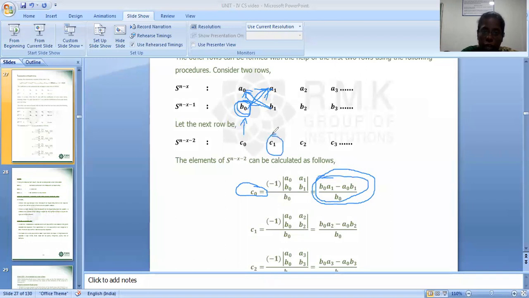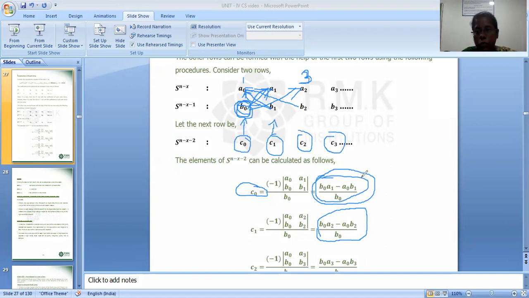The same way I have to do it for C1 also. Here I take the first column and the third column. So to find C1, it is B0 into A2 minus A0 into B2, divided by B0. Is that clear? This is how we find the elements C0, C1, C2, and like this I complete the row. The same way we do it for the subsequent rows. So this is the formula to fill up the Routh array.